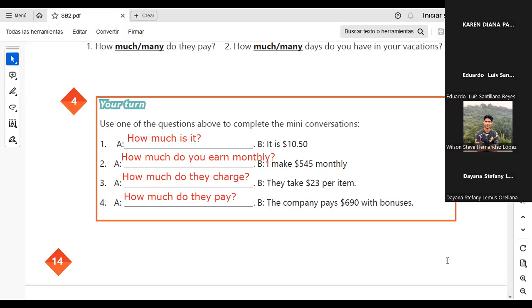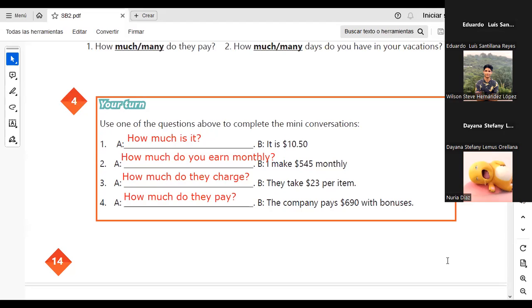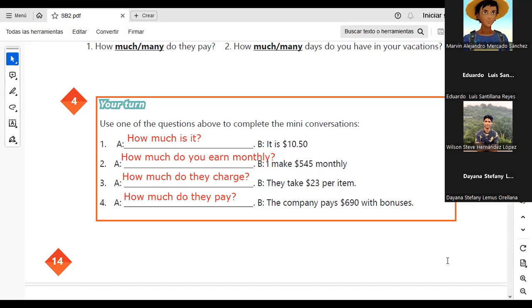Okay, how much do you earn monthly? Yeah, how much do you earn monthly? Your answer is? The answer is, I make 545 monthly. Uh-huh, monthly.